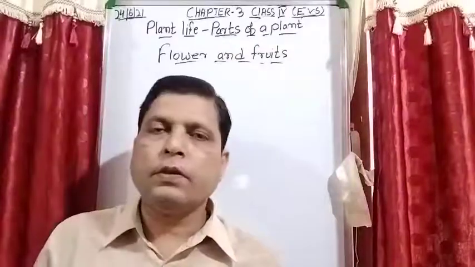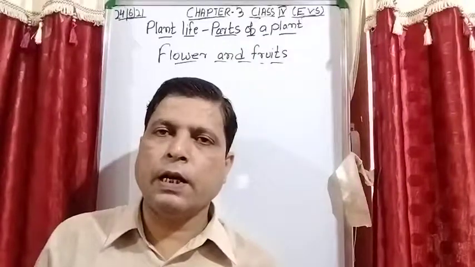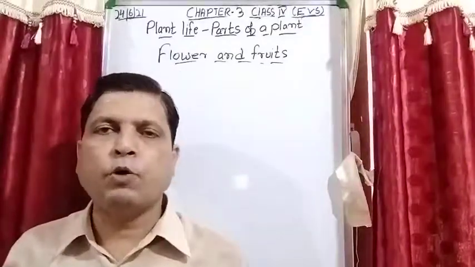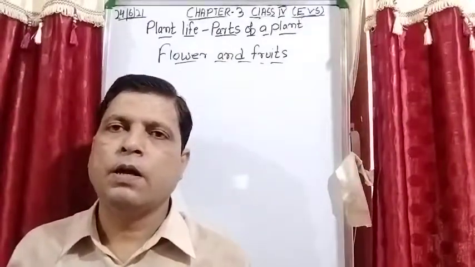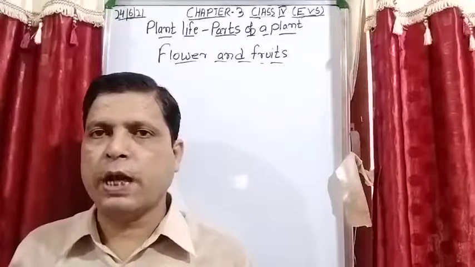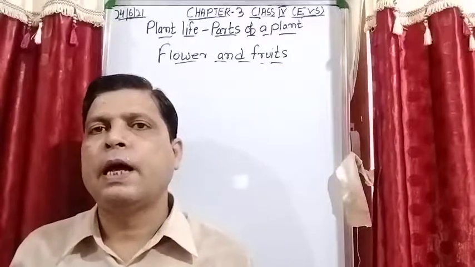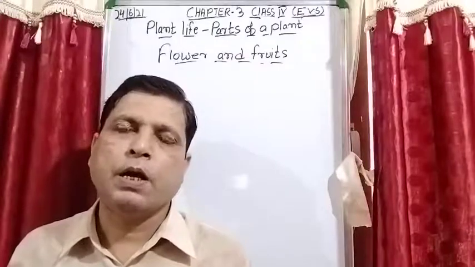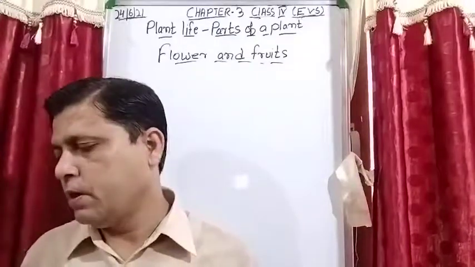So when we are talking about the plant, students, the most attractive part of the plant is the flower, and flowers are of different colors, shapes and sizes. Is it clear? Flowers are the most attractive part of the plant, and they are of different shapes, colors and sizes.